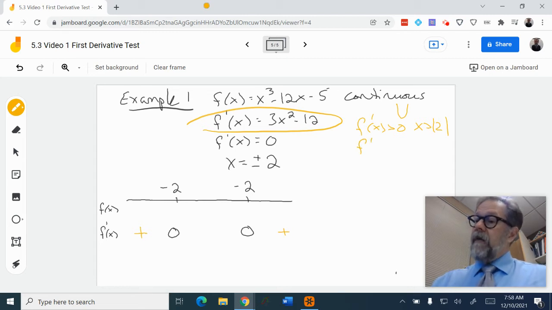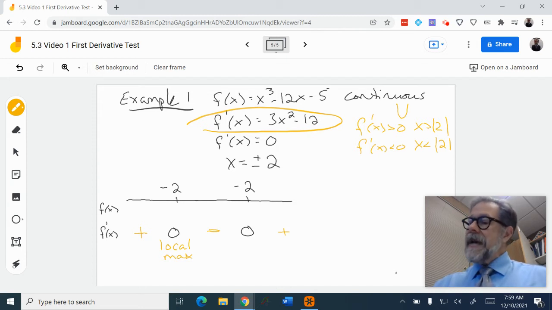And the derivative is going to be less than 0 when x is less than the absolute value of 2. So my derivative is negative here. So immediately what I see is that I have a local maximum at negative 2. My derivative is positive, followed by 0, followed by negative. And I have a local minimum here at positive 2. I wrote negative 2 on the screen. If that was confusing you, there you go.